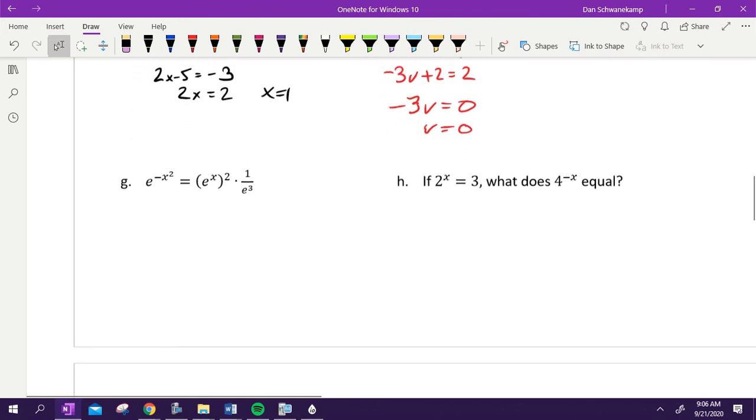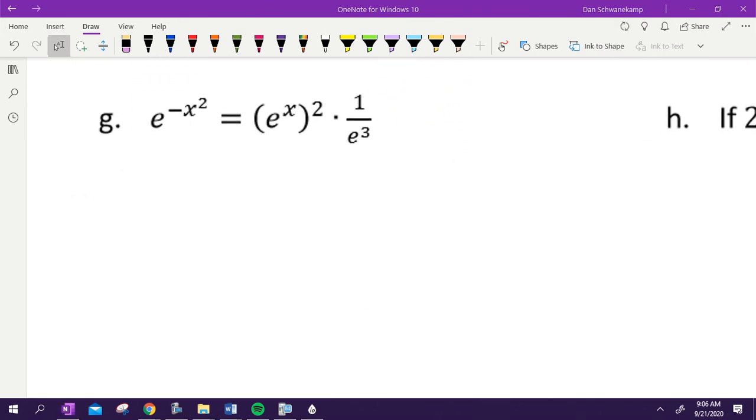Let's look at letter G. What base do you think I'm going to try to rewrite both sides to be? E. So left side, we're good. Ooh, the right side. Take a second. Think about what would my new exponent be. If I wanted to rewrite that as just E one time with a base of E, what would the exponent be? Think about that. My exponent would be 2x minus 3. Again, same thing as the one we did up above it.